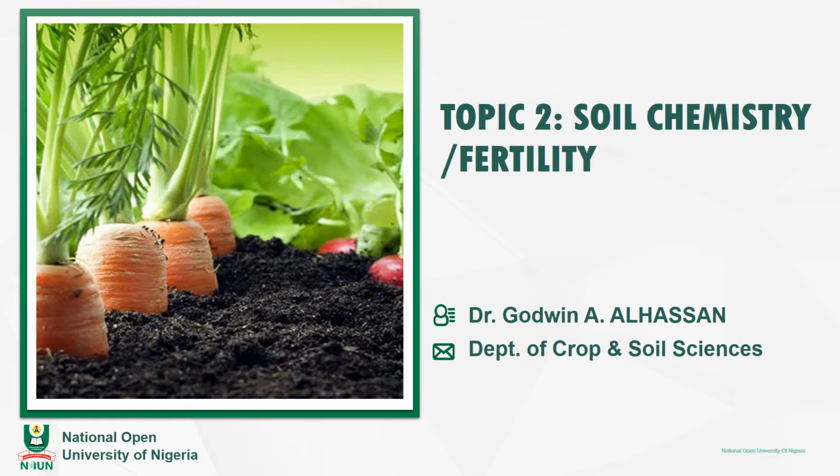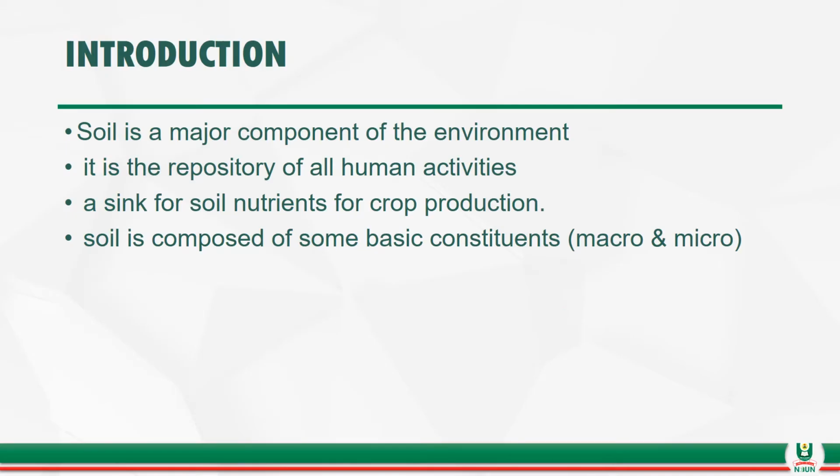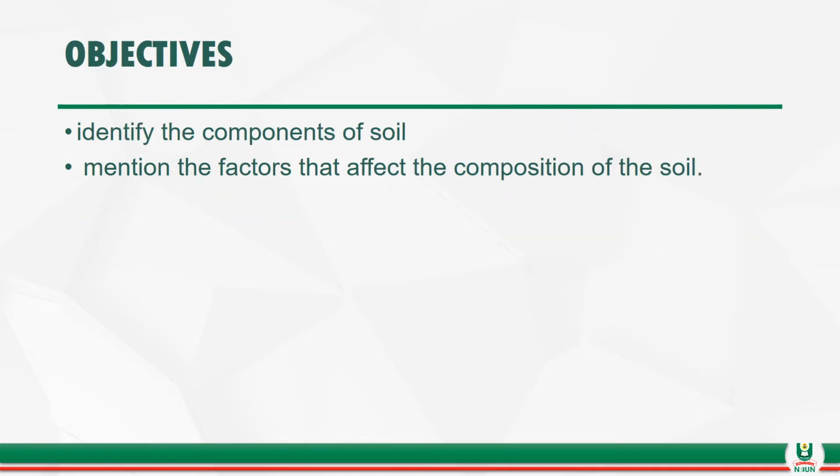You can see in this picture that our crop, carrot, is growing luxuriantly and is very healthy, because it is growing in a good environment, the soil environment. By way of introduction, soil is a major component of the environment. It is the repository of all human activities, and it is a sink for soil nutrients for our crop production. Soil is composed of some basic constituents, the macro and the micro elements.